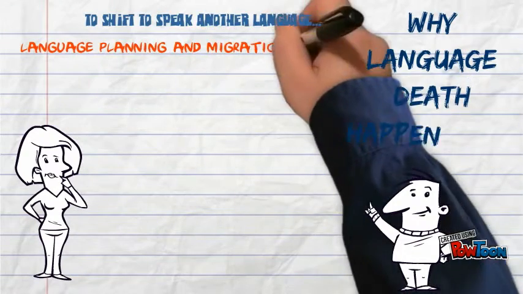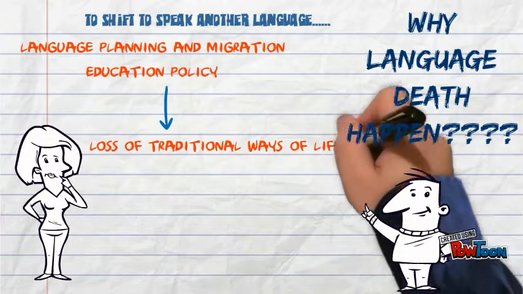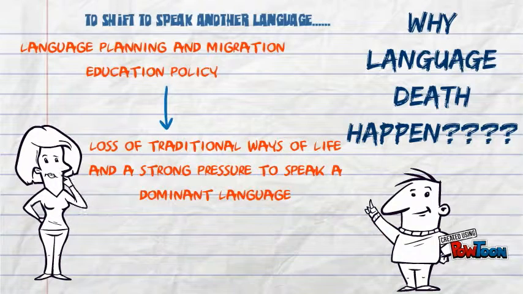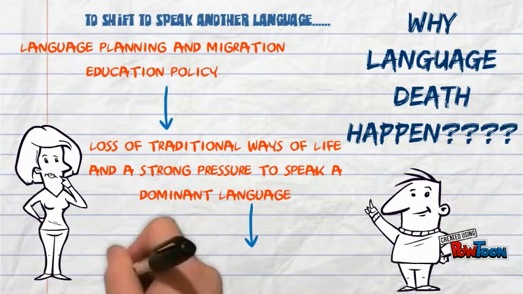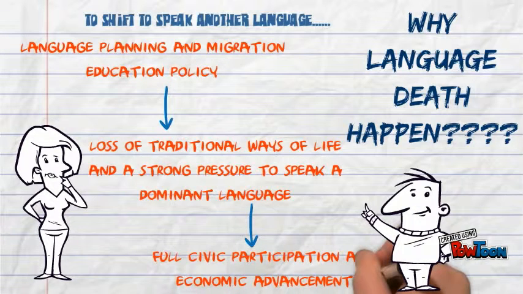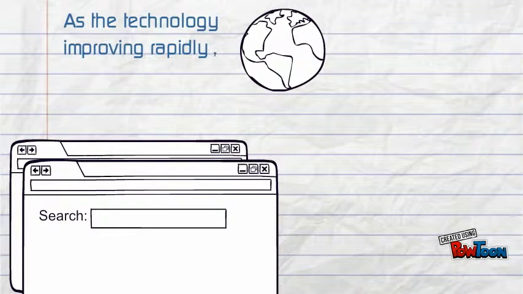Because of language planning and migration education policy, which often bring along the loss of traditional ways of life, and a strong pressure to speak the dominant language that is necessary for full civic participation and economic advancement, shifting to speaking another language is most often the result in this situation.